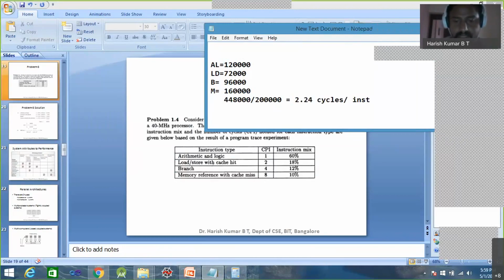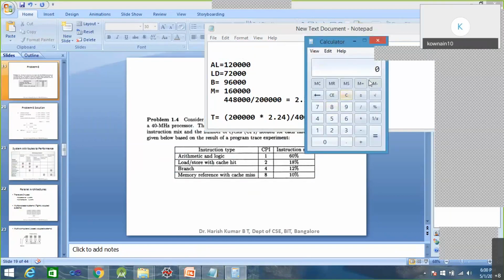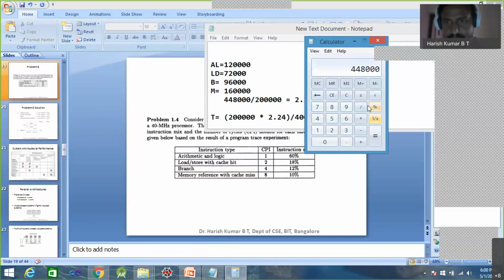Next, you can find out T. T is equal to 2 lakh instructions into 2.24, and the clock frequency is given as 40 megahertz, so divided by 40 into 10 raised to 6. You can simplify this: 2 lakh into 2.24 divided by 40 into 10 to the 6 gives 0.0112.